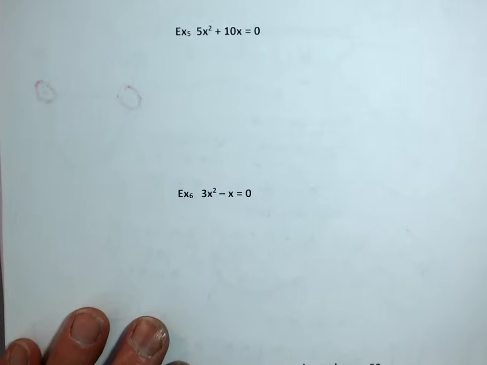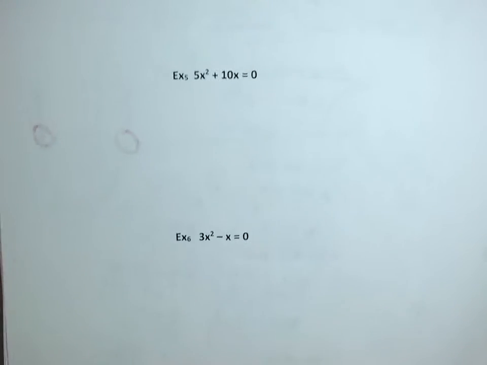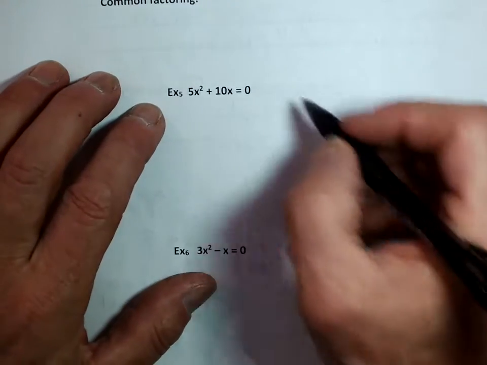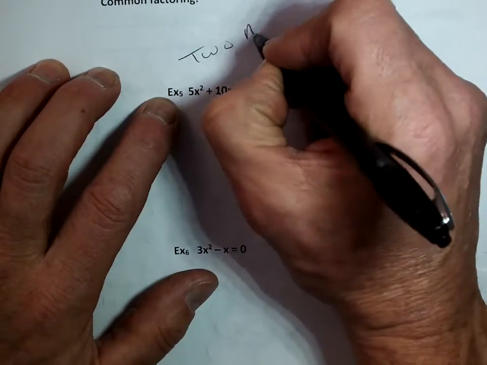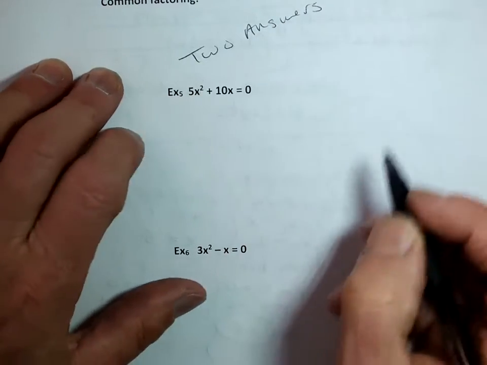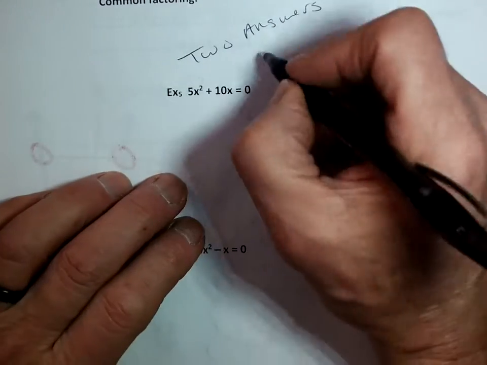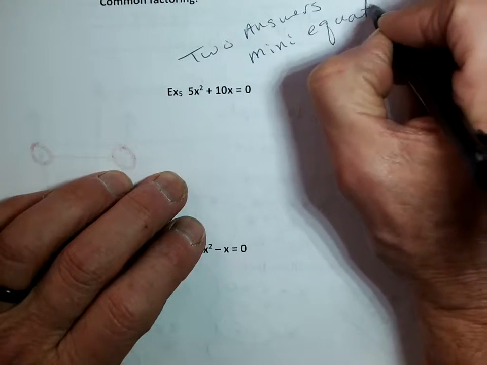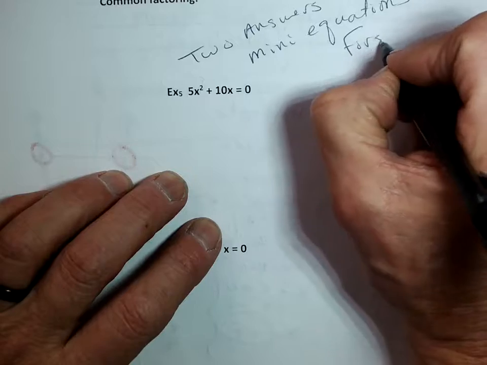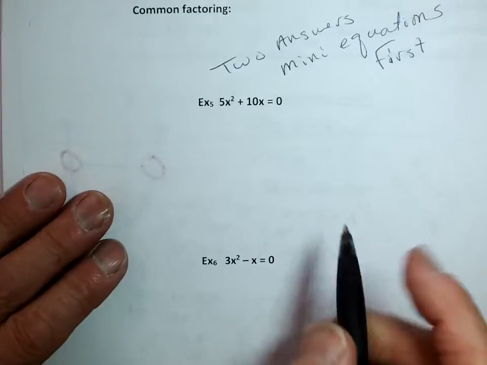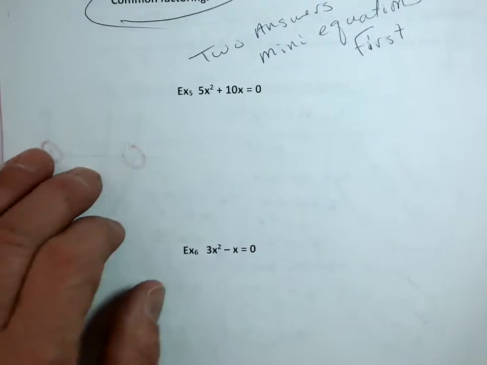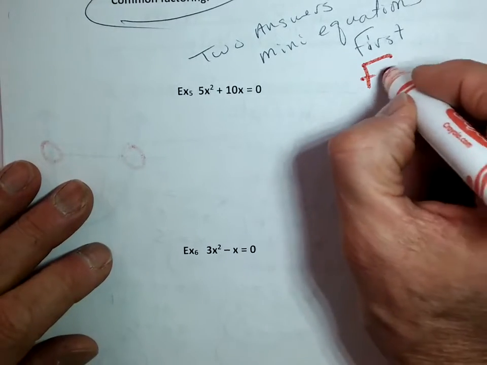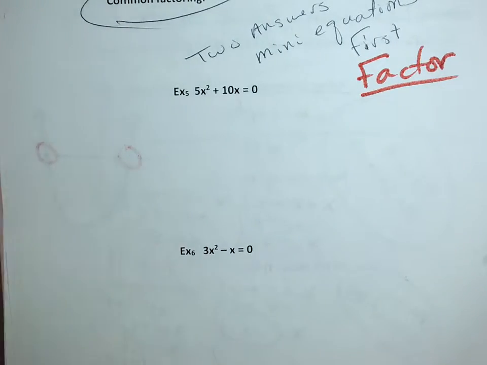All right. Example 5. Common factoring. Okay, we just talked about common factoring, right? So in example 5, there will be 2 answers, but we need our mini equations first. So to get our mini equations, let's factor. Okay, we just briefly talked about factoring, right?